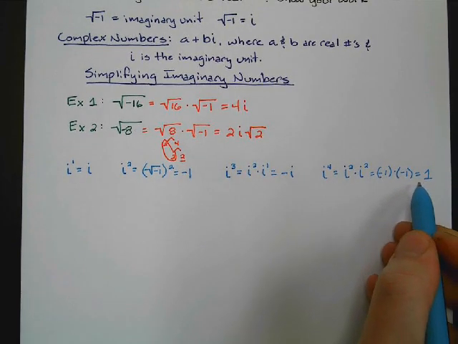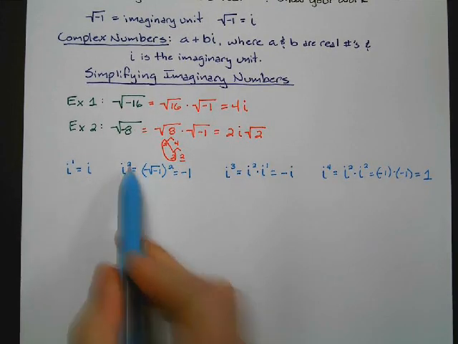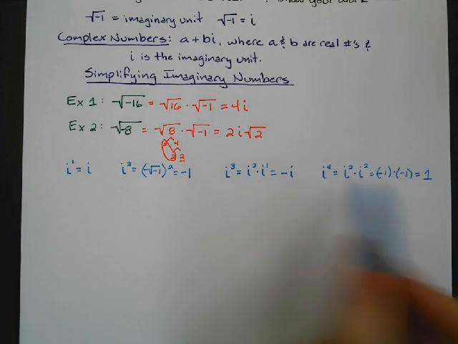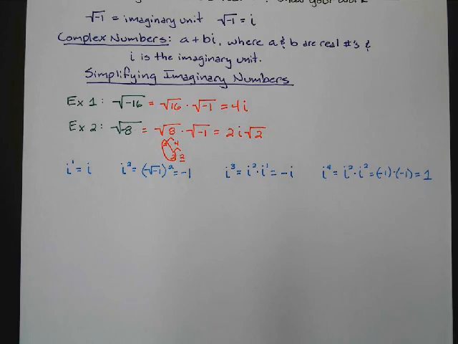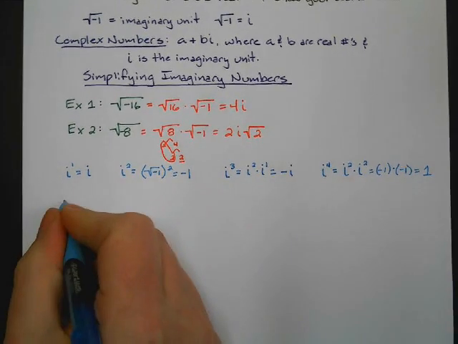All right, so i to the first, i. i to the second, negative 1. i to the third, negative i. i to the fourth, 1. I know this is dragging this out, but let's do i to the fifth real quick.